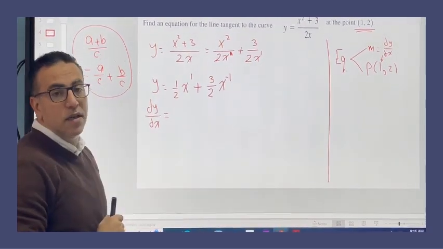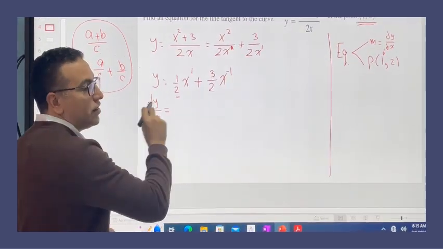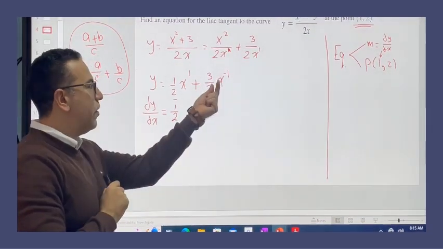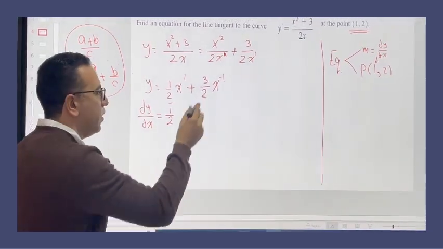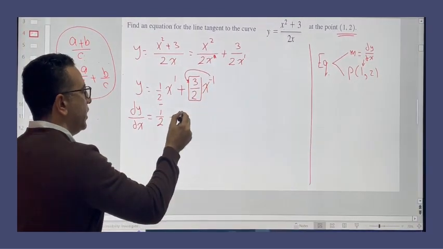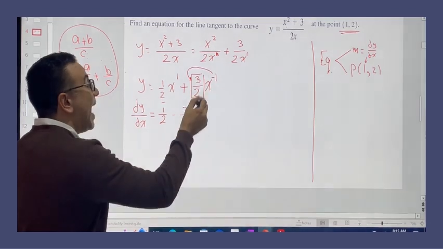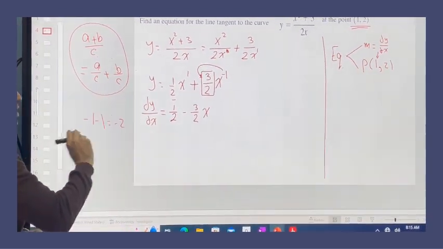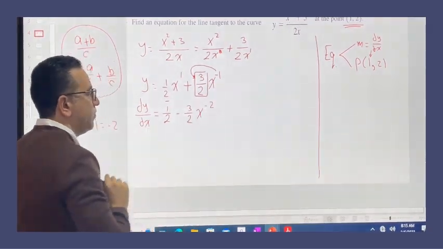For half x, the derivative is half, as we know the derivative is the coefficient of x, so this is 1 over 2. Now, how can I find the derivative of x to the power of negative 1? I put down the power, so negative 1 multiplied by 3 over 2, which is negative 3 over 2, and subtract 1 from the power. So negative 1 minus 1 is equal to negative 2. So the power is negative 2.